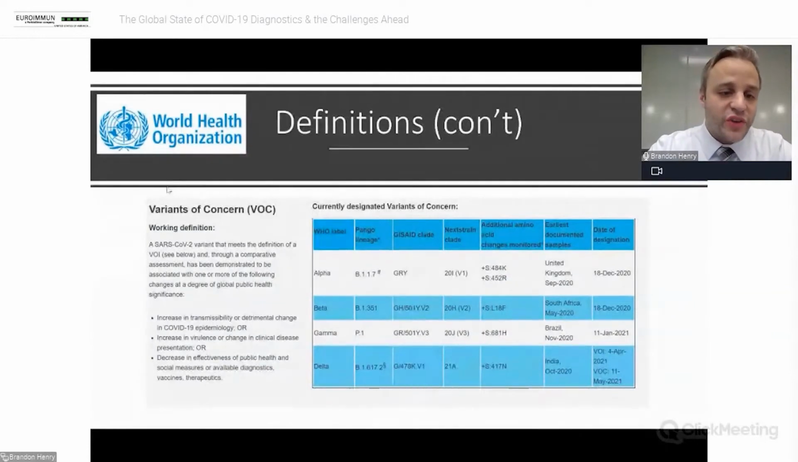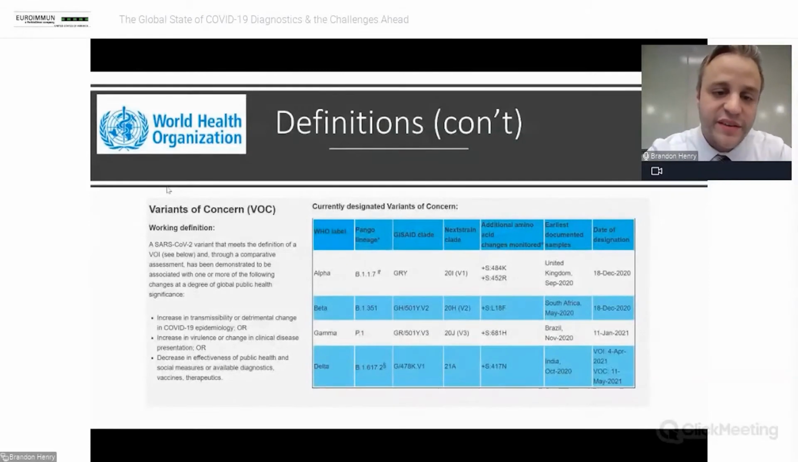The WHO defines a variant of concern as any variant that causes an increase in transmissibility or detrimental change in COVID-19 epidemiology, an increase in virulence or a change in clinical disease presentation, or any decrease in effectiveness of public health and social measures or available diagnostics, vaccines, and therapeutics.